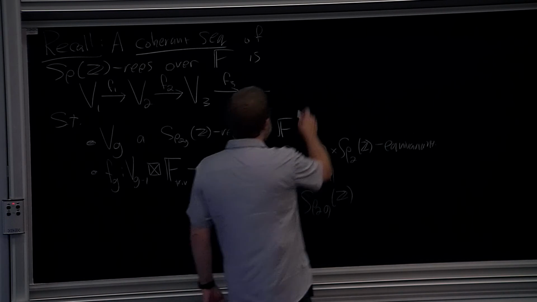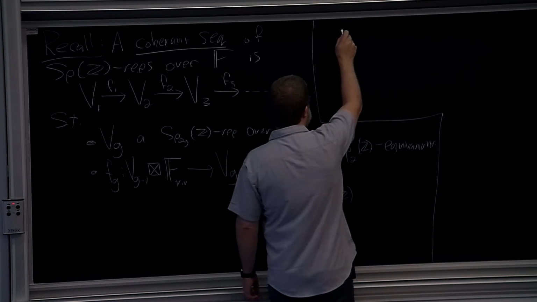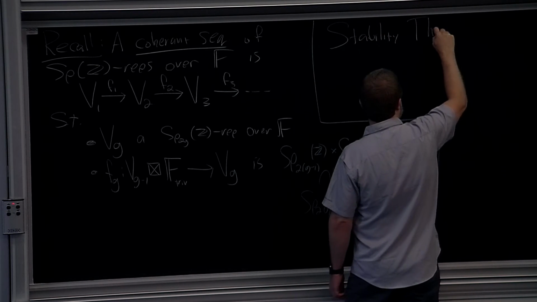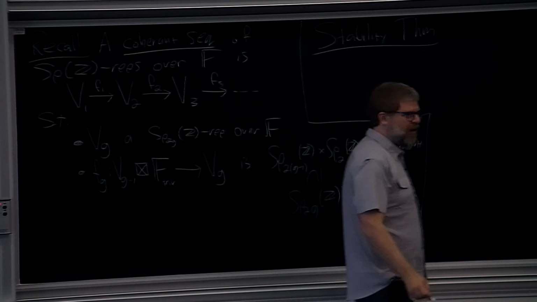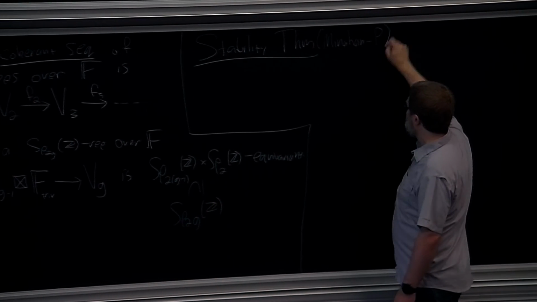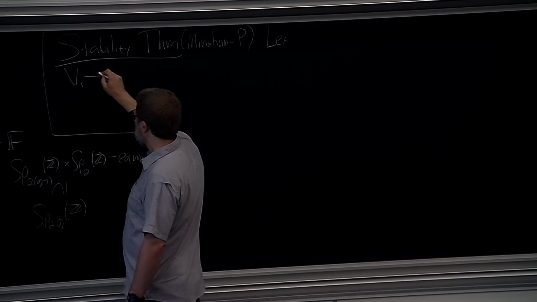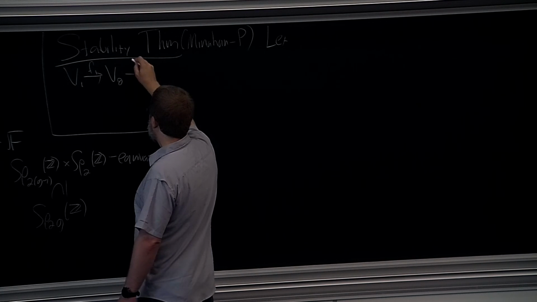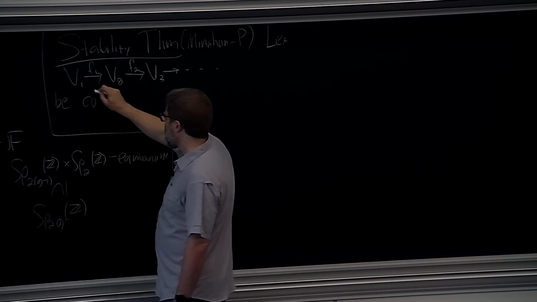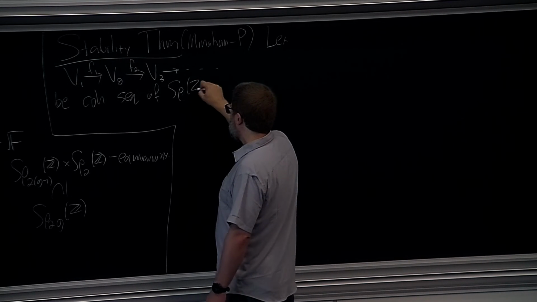So this is the definition, and the theorem that I want to discuss at the beginning of today is the stability theorem, which is due to Miller, Patzt, Wilson and myself. It says the following. Let V1, F1 to V2, F2 to V3, and so on, be a coherent sequence of Sp_Z reps.